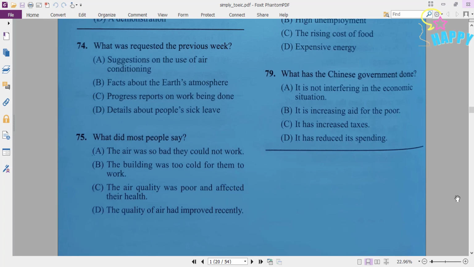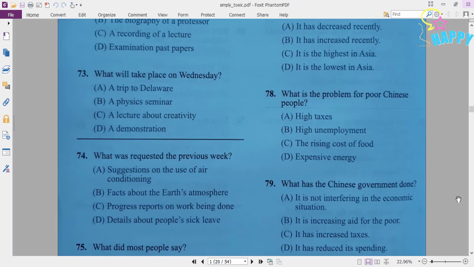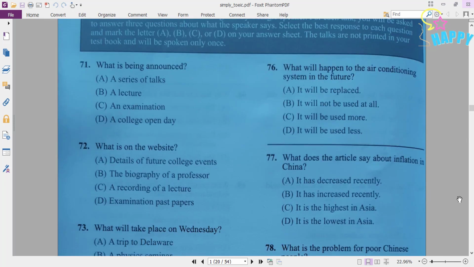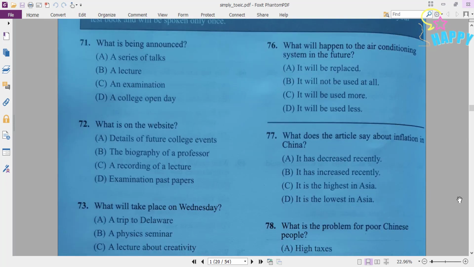Question 74. What was requested the previous week? Question 75. What did most people say? Question 76. What will happen to the air conditioning system in the future?